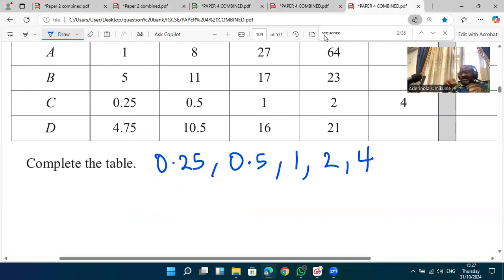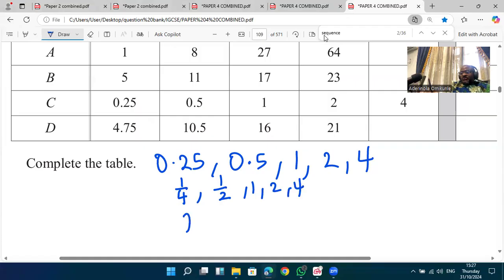Okay, so the first thing to do is to write, again, how do I know it's exponential? I know it's exponential because when I'm multiplying by 2, I'm getting the next number. 2 is the common number. So let's write this as fractions. This is 1 over 4. This is 1 over 2. This is 1. This is 2. And this is 4.